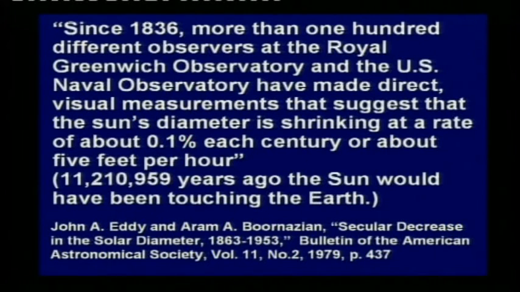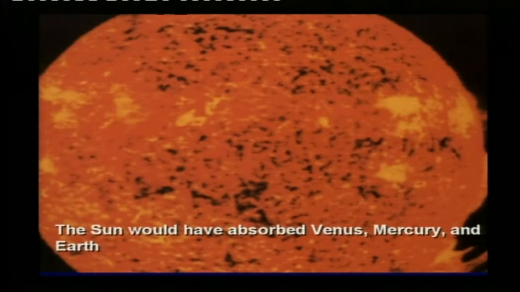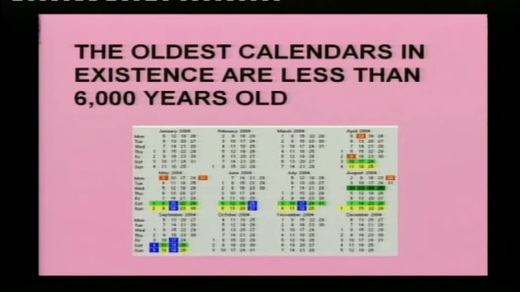5 feet per hour. Now, using those calculations, we can actually work out ourselves that 11 million years ago, the sun would have been touching the Earth. Just say that again. 11 million years ago, the sun would be touching the Earth. So it makes nonsense of the whole idea that the Earth was actually formed by chance 4 billion years ago. The sun would, during the process of touching the Earth, have absorbed Venus, Mercury, and Earth.